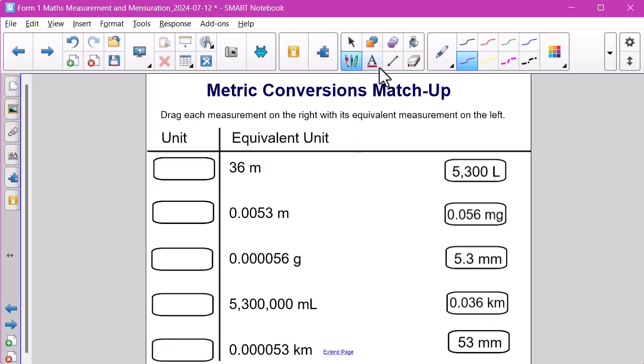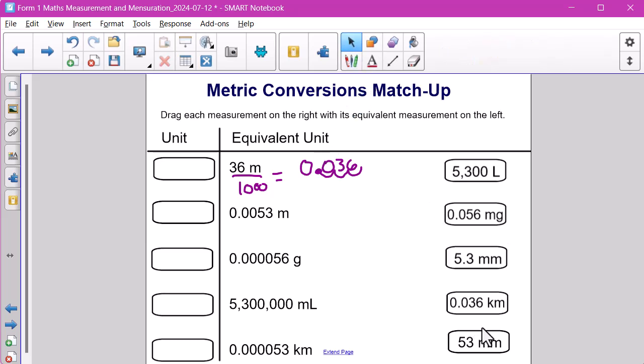Well, if we were to convert the meters to kilometers, we would have to divide by 1,000. That also makes us move the decimal point from 36 3 spaces to the left. So we need this extra 0 here. And we also can put one in front of where the decimal point is. Therefore, the correct answer to this first one is 36 thousandths of a kilometer.